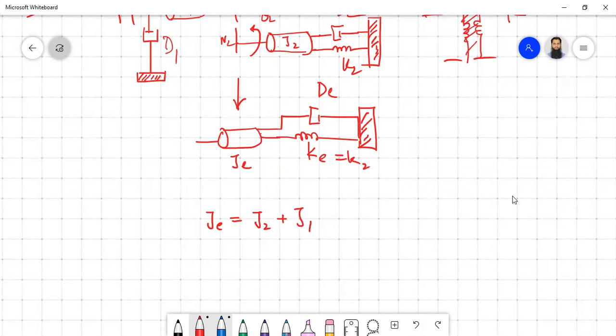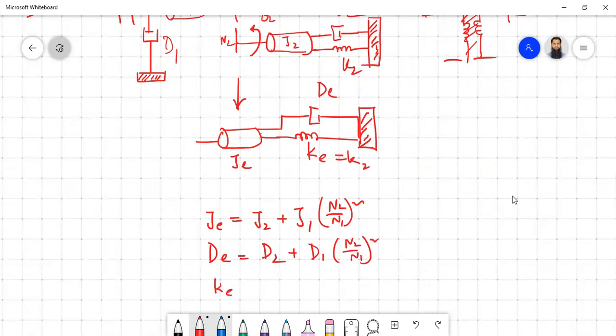J1 is shifting to the secondary side, N2 by N1 squared. Let's see, what is D equivalent? D equivalent is D2, which is already there, plus D1 into N2 by N1 squared. Similarly, you have K equivalent, which is K2 only, because we are already in the secondary side. Okay, so this is how you have to find out the model.